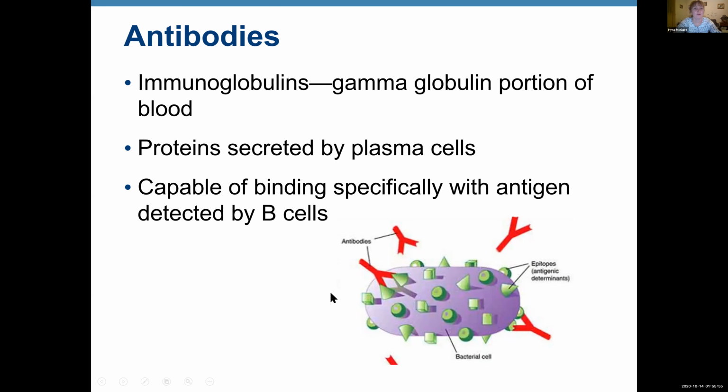Okay, now antibodies are produced by plasma cells, right? So other names are immunoglobulins or gamma globulins. They are proteins secreted by plasma cells, and they are capable of binding specifically to the antigen detected by B cells. So here are the bacterial cells, and you see this green stuff, those are determinants, and antibodies will bind to their specific determinant. Right, so they match like a key and a lock.